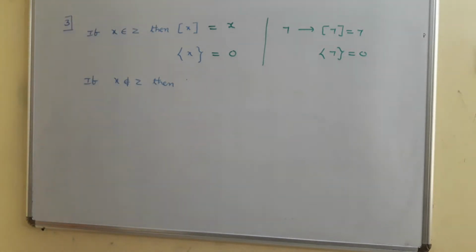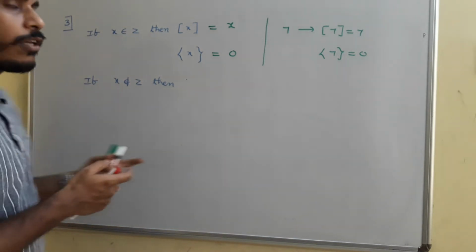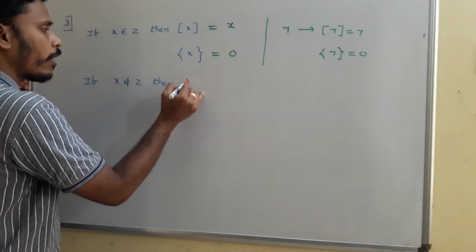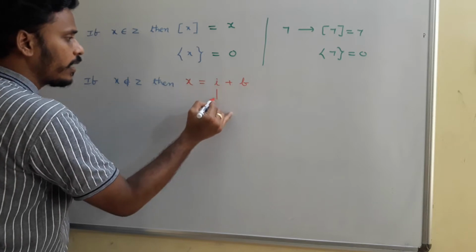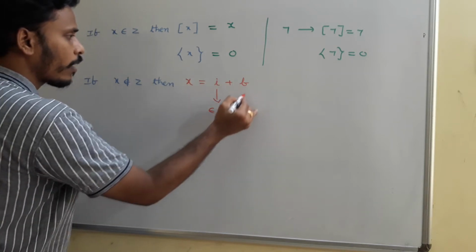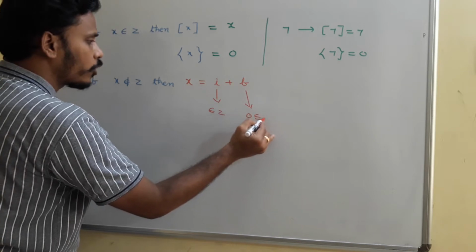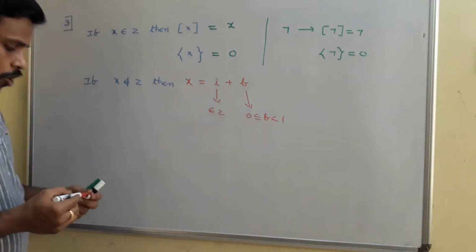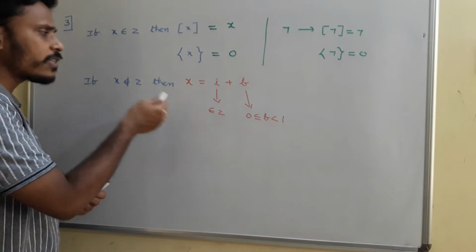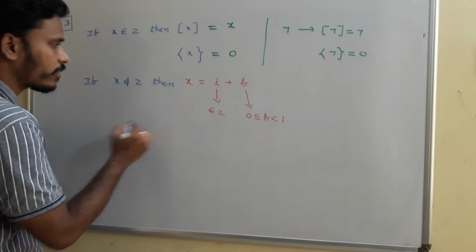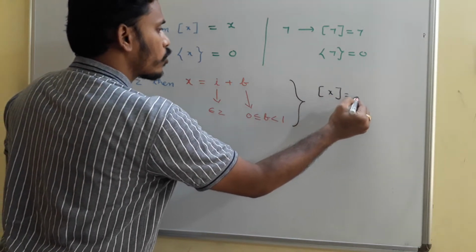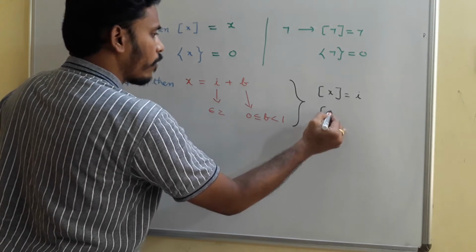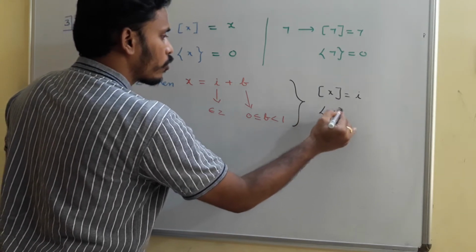Whereas if x is not an integer, then how to think? If x is not an integer, then x is in between the integers, and x is of the format integral part plus fractional part. This integral part I is an integer, whereas this fractional part f is for sure in between 0 and 1. Since x is not an integer, x is equal to I plus f. Then it is very clear that floor of x is equal to I, whereas the fractional part of x is equal to f.